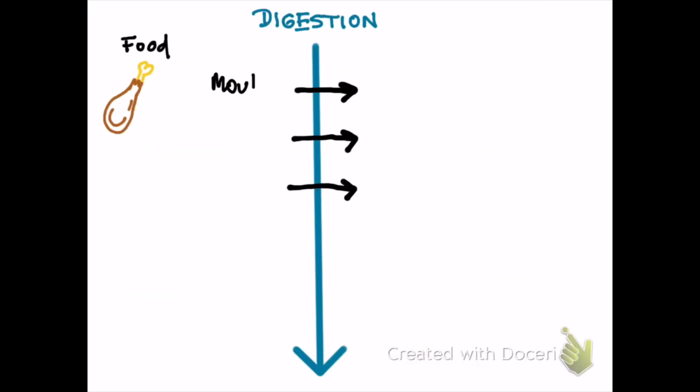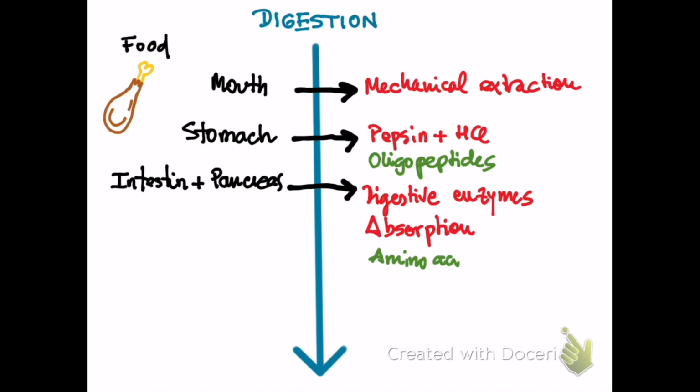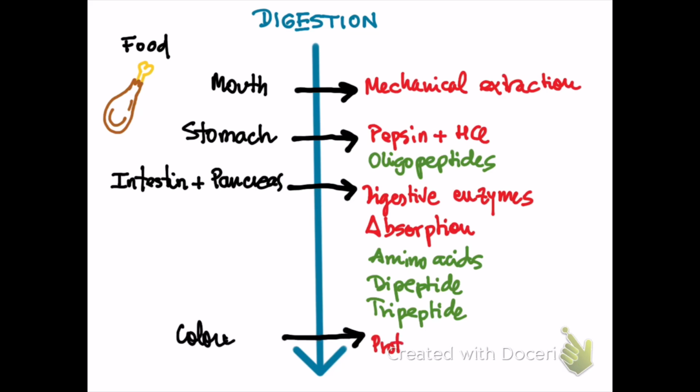The food undergoes a mechanical treatment in the mouth that releases the protein. Due to pepsin and hydrochloric acid in the stomach, the protein is converted into oligopeptides, small pieces of protein. In the intestine, the pancreas produces a series of digestive enzymes that convert the oligopeptides into amino acids, dipeptides, and tripeptides, which are finally absorbed. The non-digested proteins are expelled in the feces in the colon.